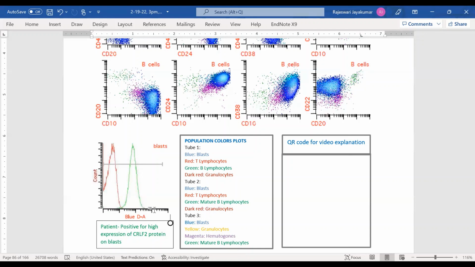So for this case, it is a B-ALL, and we'll give the percentage of blasts. And in the description of our blast phenotype, we'll say that CRLF2 is positive.